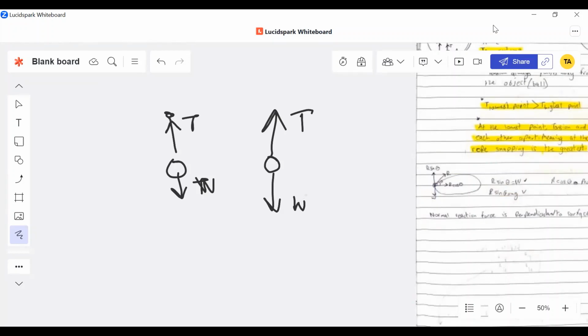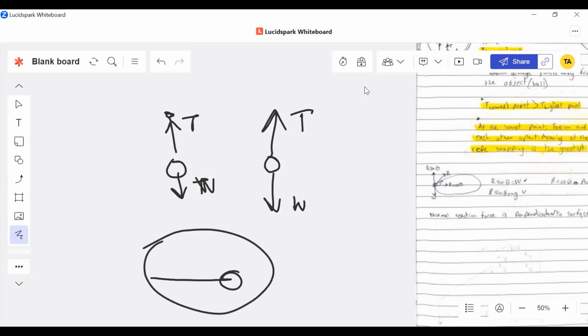What if it's linear to center? I don't get your question. Are you saying if the ball is in this direction? Yep. All right, I'll explain this, but let's finish this first. I'll get to your question.